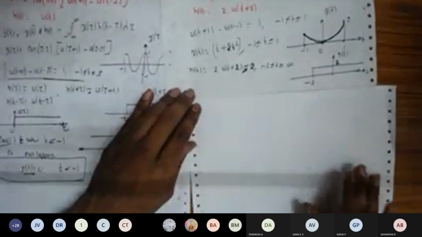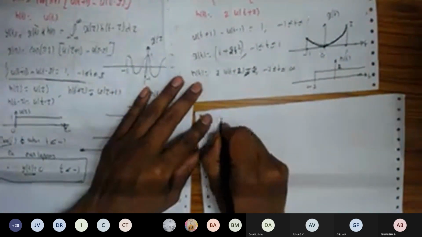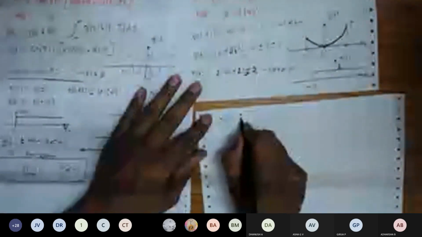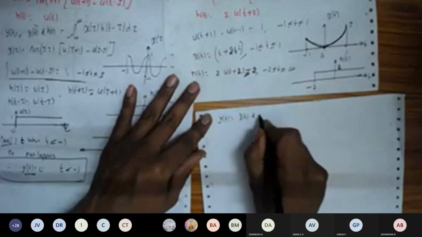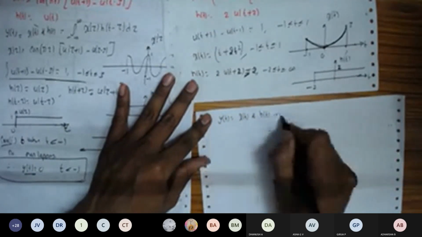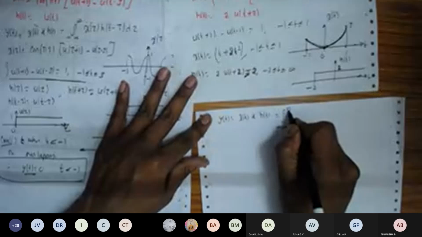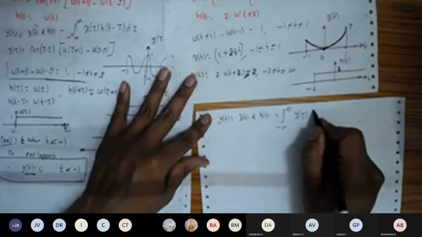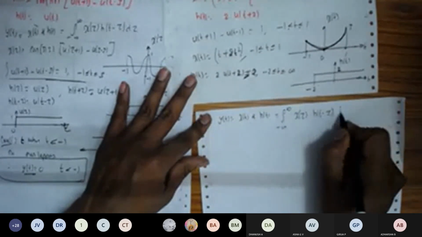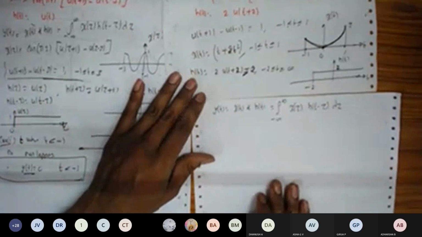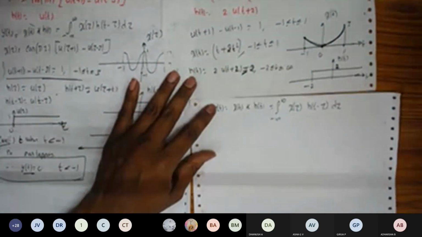Now let me write the formula for the convolution. Among these two, the simplest one is h of t, so let us introduce the shift in that one. We'll consider the formula for y of t, which is x of t convolved with h of t. So the integral from -infinity to +infinity of x of tau into h of t minus tau d tau.